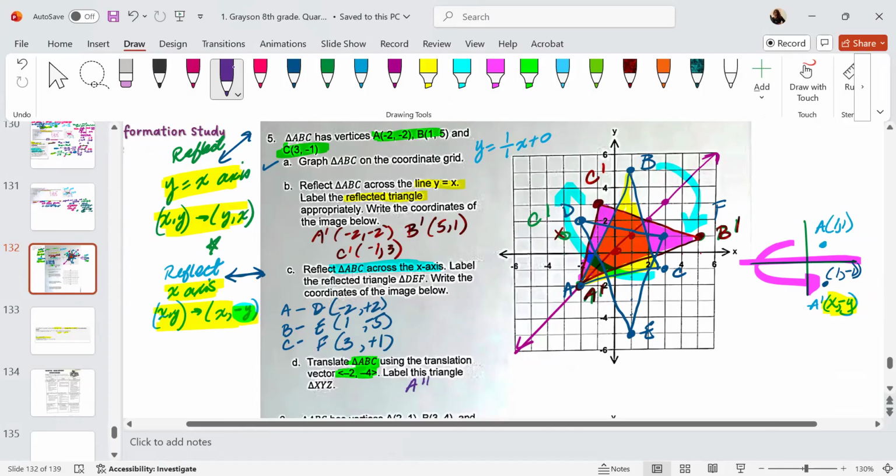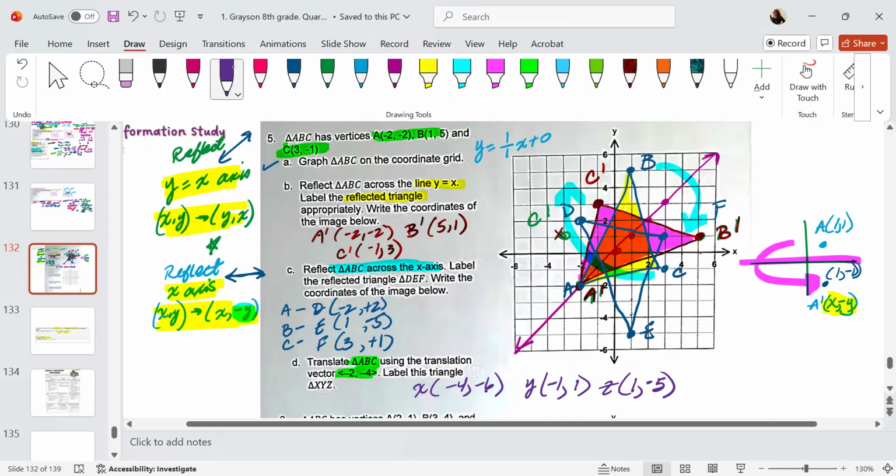Good. So your new one is A double prime, or it's actually just X, correct? So that's going to be -2, and Y is -2 as well, correct? 1 minus 2 is -1, 5 minus 4 is 1. And then lastly, C is going to be 1, -5. Okay. So then you're going to plot one more, correct?